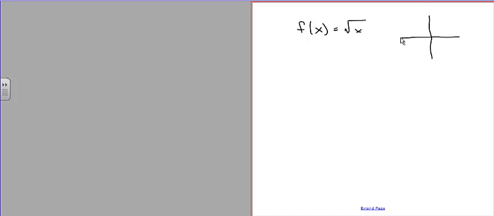if we plot that, the domain is that x has to be greater than or equal to 0, and the range is the same thing: y is greater than or equal to 0. And it looks something like this. So the square root of 0 is 0, square root of 1 is 1, square root of 4 is 2, square root of 9 is 3.